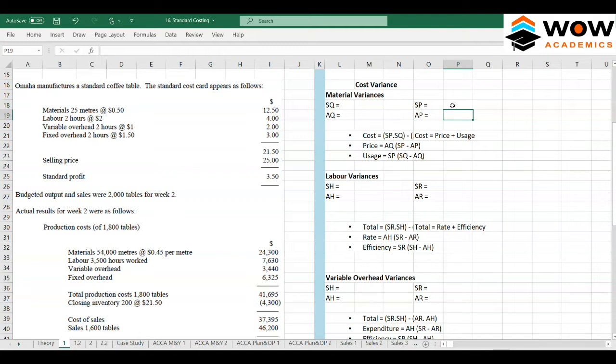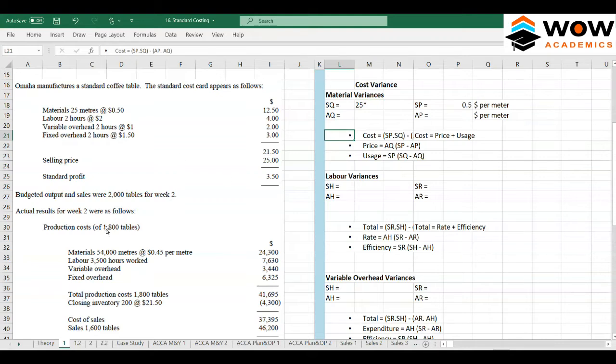SP is the standard price of the material. So what is the standard price of the material? Is it this number or this number? The standard material price per meter is what we want. So the number is going to be 0.5. Why? Because it is a dollar per meter. That is what we are bothered about. Even in actual price, that is what we want. And each unit will take 25 meters.